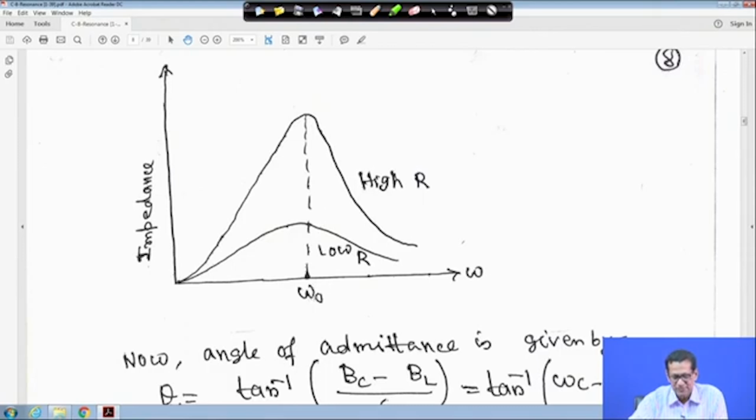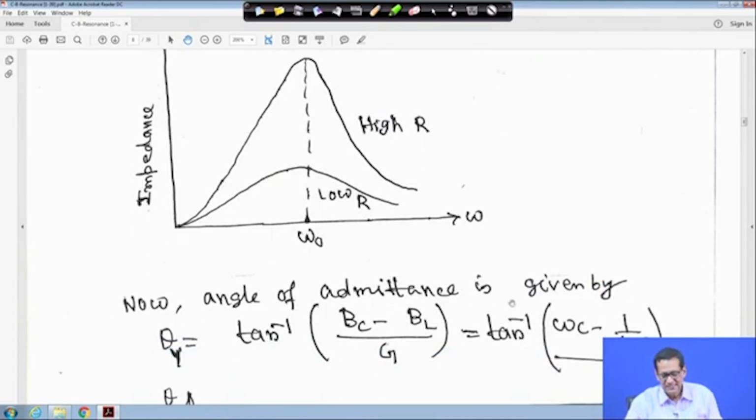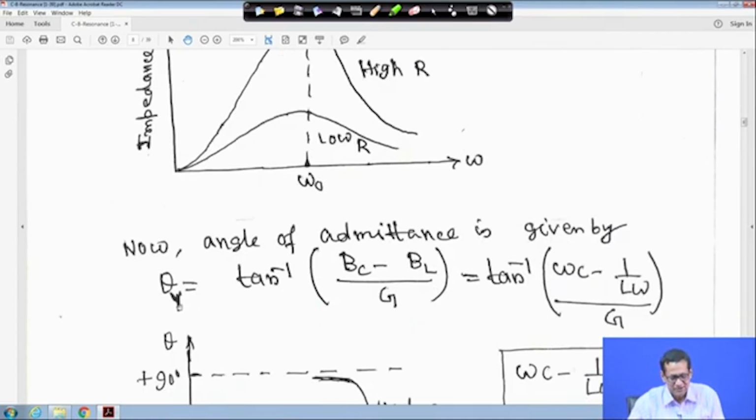So, this is at omega 0, this is at low R and this is at higher R. It is something like a complement to each other, series and parallel, right. Now, the angle of admittance is given by theta y, with suffix y, capital Y, equal to tan inverse of (BC minus BL) upon G, right. Therefore, tan inverse of (omega C minus 1 upon L omega) by G.